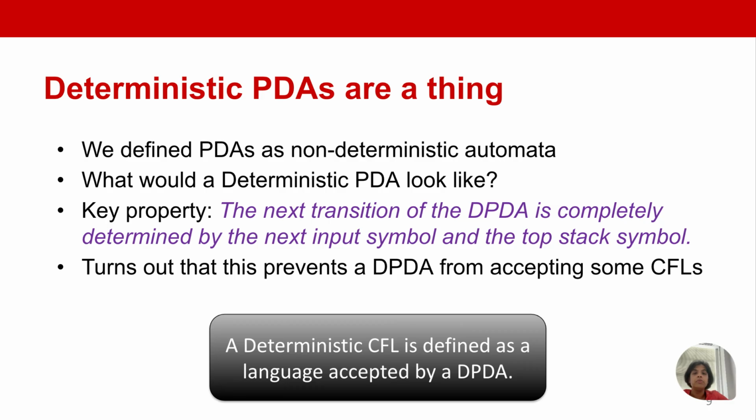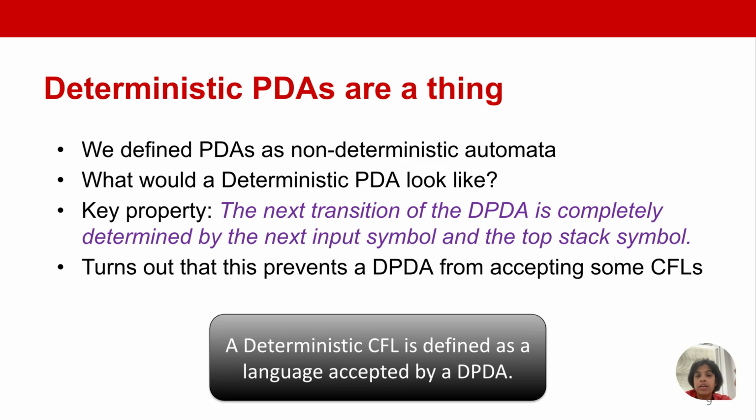Now that I've talked about ambiguity, I want to talk about deterministic PDAs. Deterministic PDAs are not the same thing as ambiguous grammars. There are grammars which are unambiguous, but yet the pushdown automata for it has to be non-deterministic. Okay, so let's take a look here.